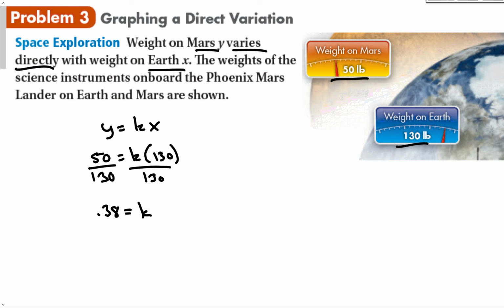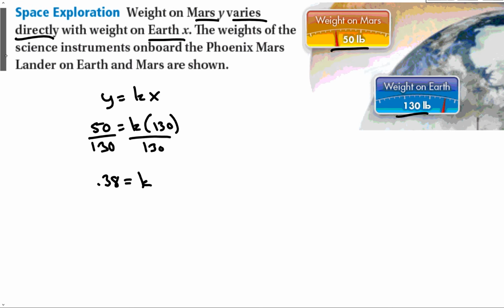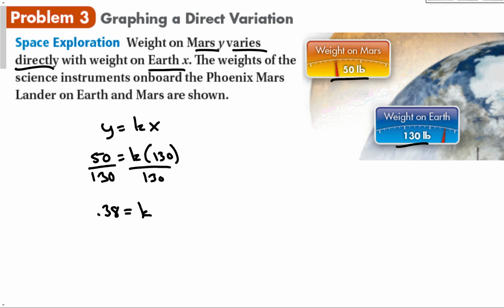and I forgot to put the questions in here. Okay, so question A was, what is the equation that relates the weight in pounds on Earth to the weight on Mars? So my equation is going to be 0.38 times x. There's my equation. And the second part was, what is a graph for this equation?